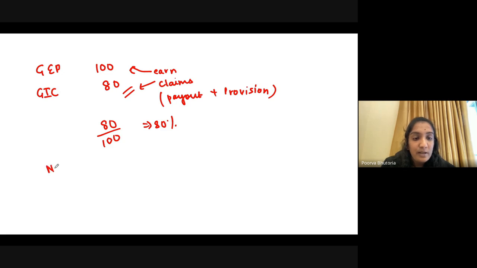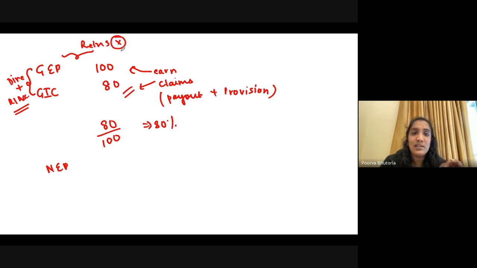Similarly, net earned premium on a net basis. So basically, this is for your direct plus RI acceptance business. We are not thinking about what we've done with regards to reinsurance. On the gross level, as insurers, we've earned a premium of 100 and for that we think the payout is going to be 80. Our gross incurred loss ratio is 80%.